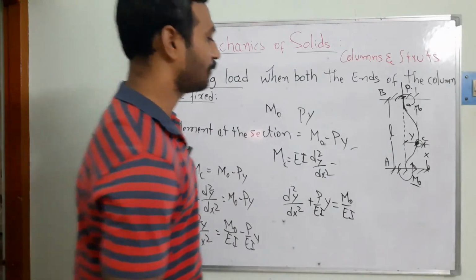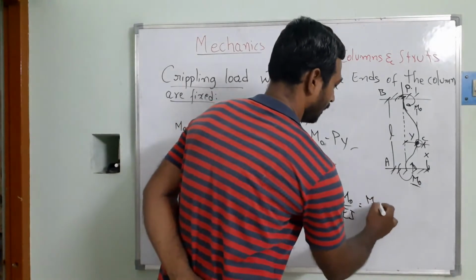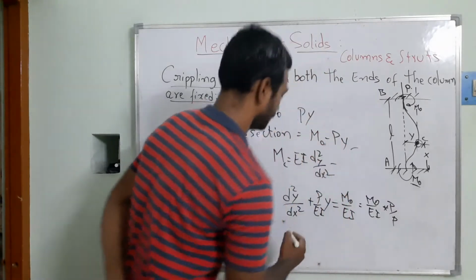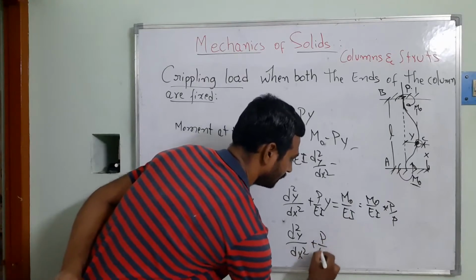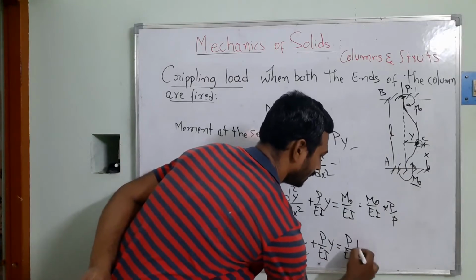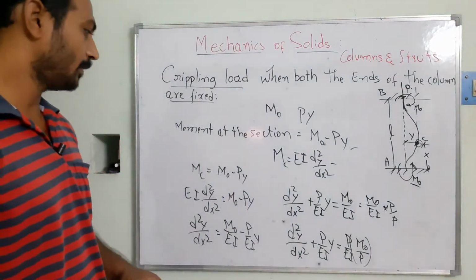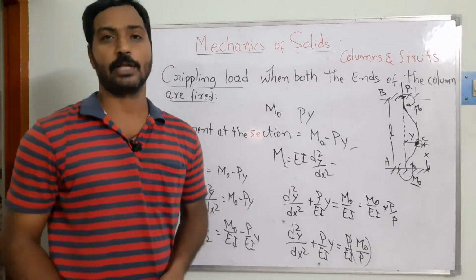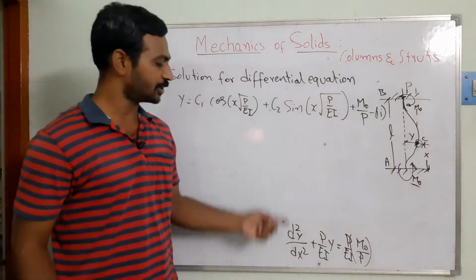Further, I multiply and divide by the crippling load, so that it becomes M naught by EI into P by P. From this equation I write d square y by dx square plus P by EI into y equal to P by EI times M naught by P, right? From this equation I integrate, and we get the differential solution. Here I have written the solution for the differential equation.